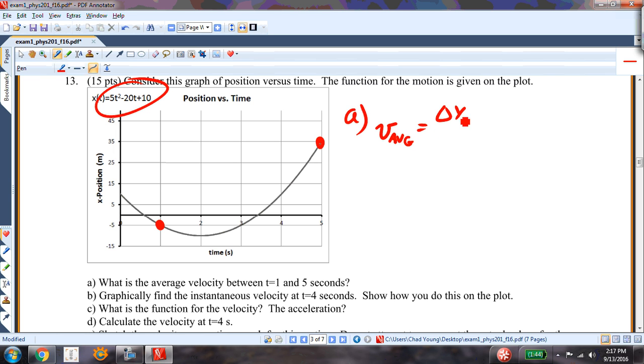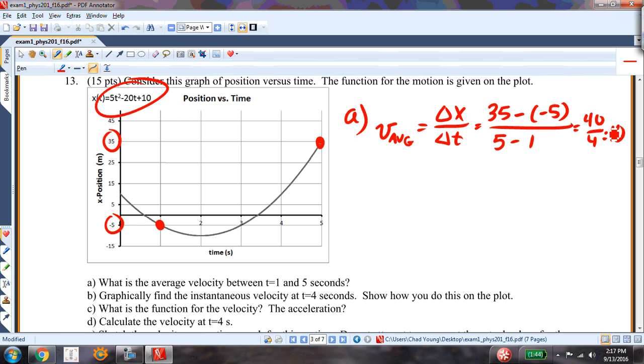That's delta x over delta t. X final is 35. X initial is minus 5. 35 minus -5 divided by delta t. I'm going from 1 to 5, so that's 5 minus 1. That's 40 over 4 equals positive 10 meters per second.